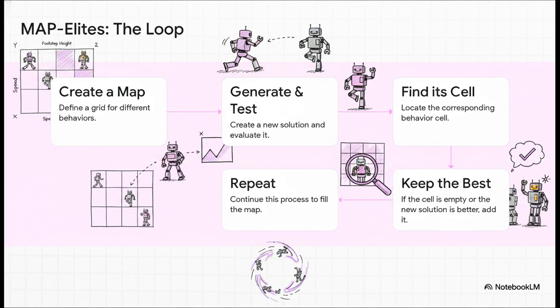Then, it looks at that box on the map. If the box is empty, great, the new solution goes in. If there's already something there, it checks. Is the new one better? If it is, it replaces the old one. If not, it just gets tossed out. And that's it. You just do that again and again and again, millions of times, slowly filling up the map with the best of the best for each category.